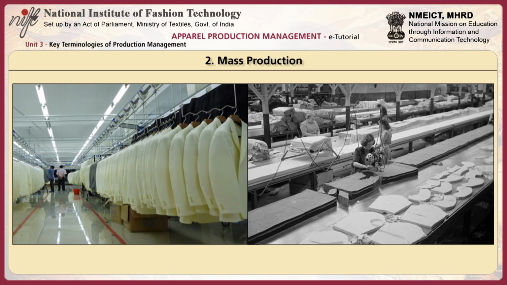In this picture, we can see examples of mass production, that is the jacket making facility and the cutting part of an apparel industry. These are key examples of mass production wherein bulk quantities are made at a stretch based on customer requirement.